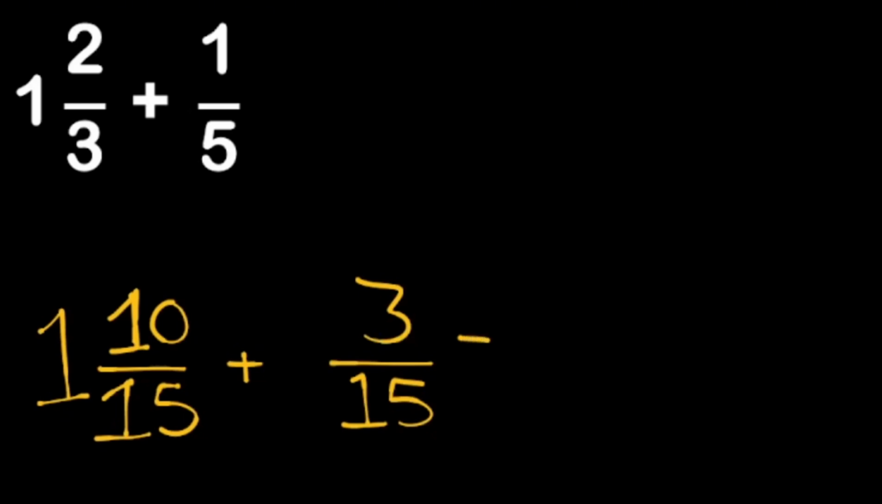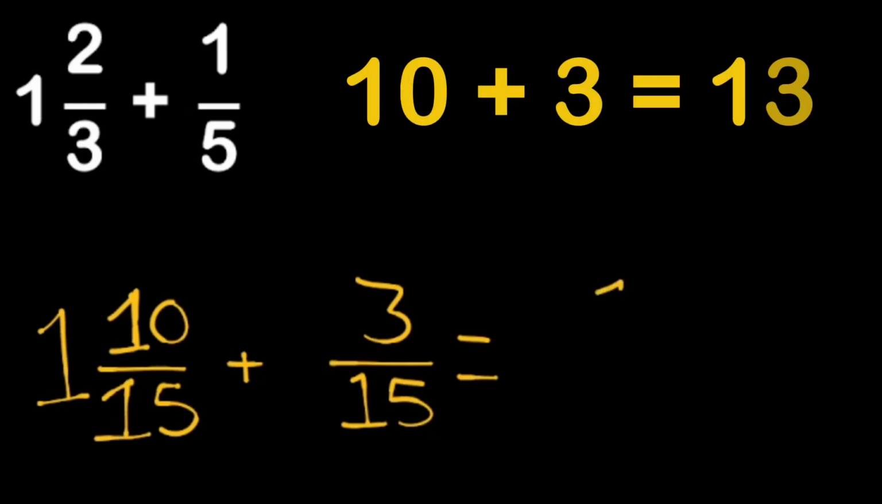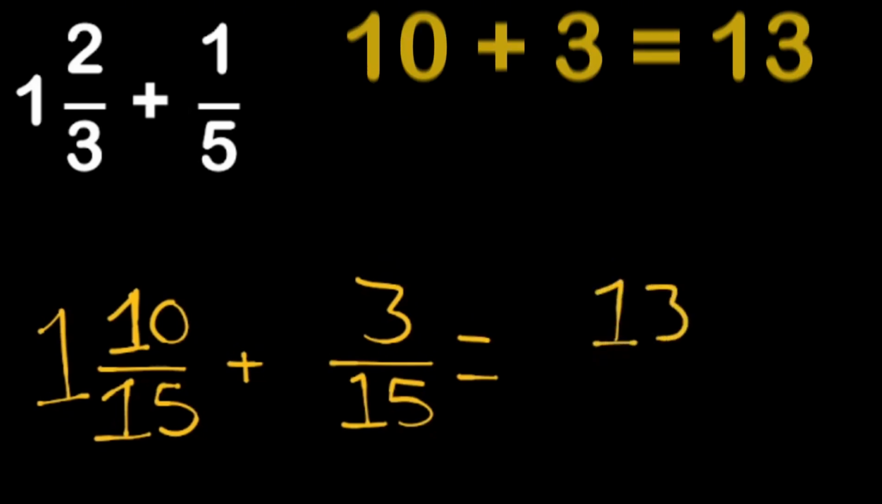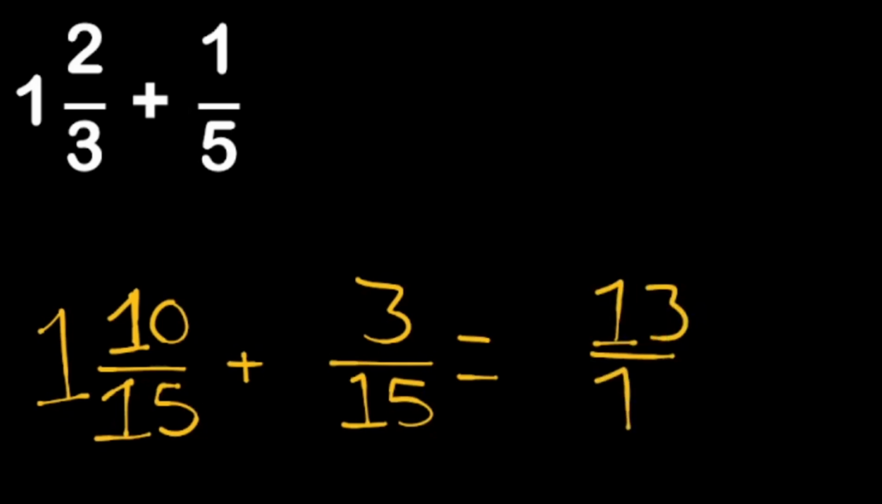So now, we add the fractions. 10 plus 3 is 13 over 15. And then we add the whole numbers. So there's only one whole number here. Just carry it over. 1 and 13 over 15 is the final answer.